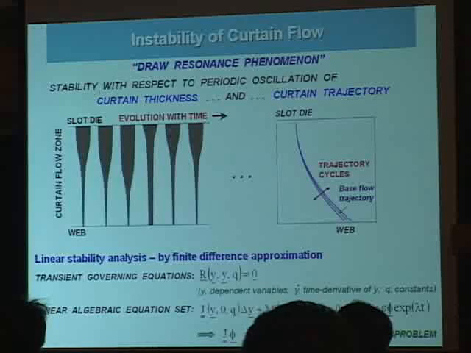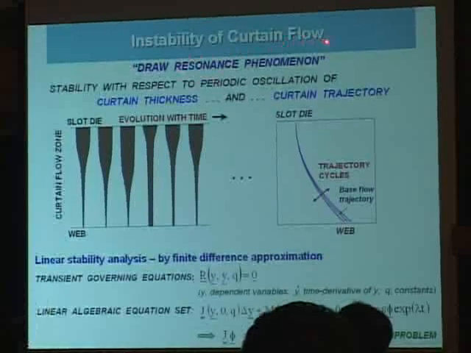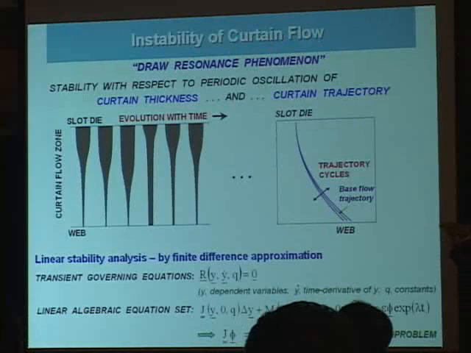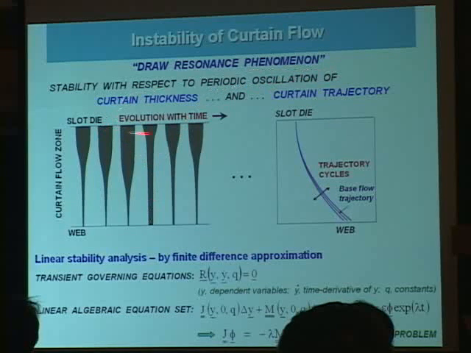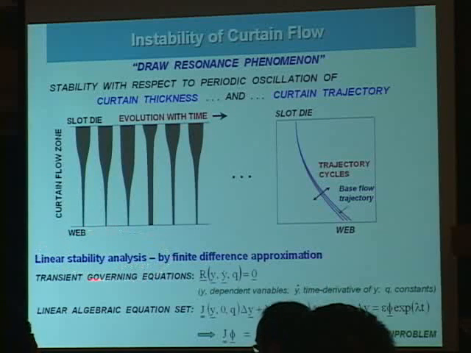Let's talk about stability and sensitivity of curtain coating flows. I only consider the curtain flow region for this analysis. Using the 1D time-dependent governing equations, we found some instability occurring in the curtain flow region. This instability is characterized by periodic oscillation of curtain thickness with time and curtain trajectories with time. These unstable states have been obtained by the linear stability analysis method.